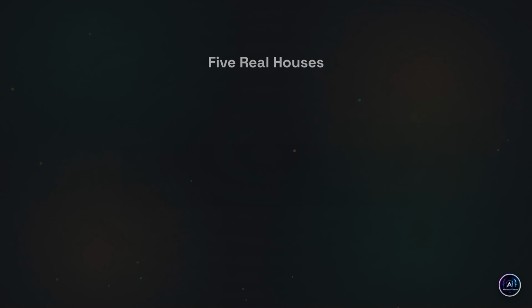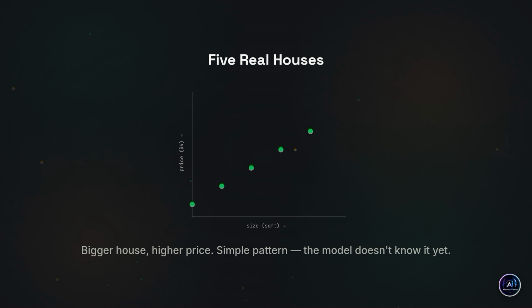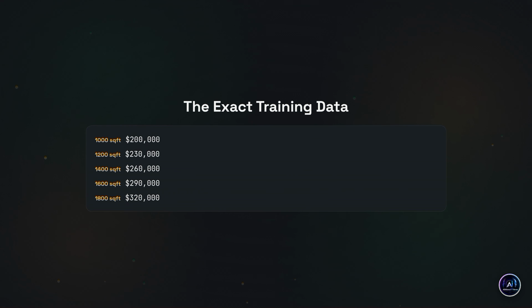We'll show it 5 real houses. Each one has a size in square feet and a real price in thousands of dollars. Bigger house, higher price, a simple pattern, but the model does not know that yet. Here's the exact data. All 5 houses. 1,000 square feet, $200,000. 1,200 square feet, $230,000. 1,400, $260,000. 1,600, $290,000. 1,800 square feet, $320,000. That's the entire training set.